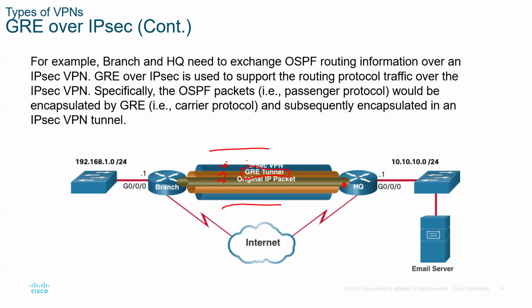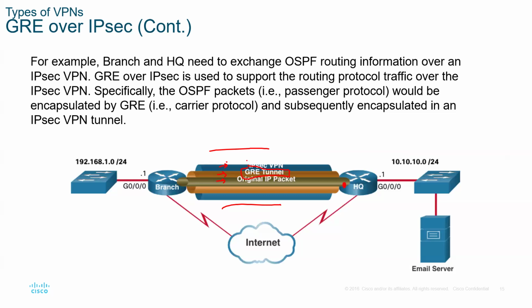Example, Branch and HQ need to exchange the OSPF routing protocol over an IPsec VPN. GRE over IPsec is used to support the routing protocol traffic over the IPsec VPN. Specifically, OSPF packets, those are the passenger protocol, encapsulated by GRE, encapsulated in an IPsec VPN tunnel. Then when it is sent, our information is secure.